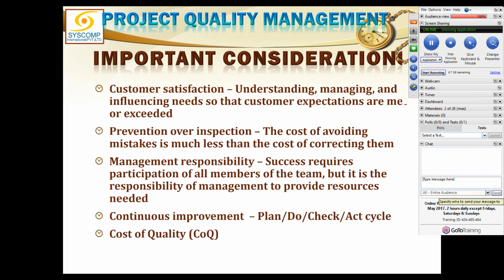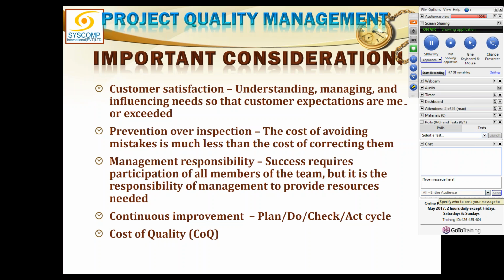As we have just talked about, there are some important considerations in quality. The top thing is customer satisfaction. The customer's quality requirements are to be fulfilled. The customer has to be satisfied. His demand has to be met. So you have to be understanding, managing and influencing needs so that customer expectations are met or exceeded. You are definitely going to meet the customer expectations, but if you can keep a safe margin and exceed it a bit, only a bit, a little more than what the customer wants, then the customer will have no questions whatsoever.